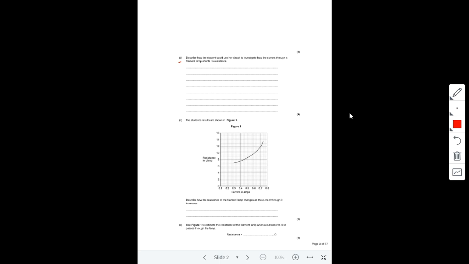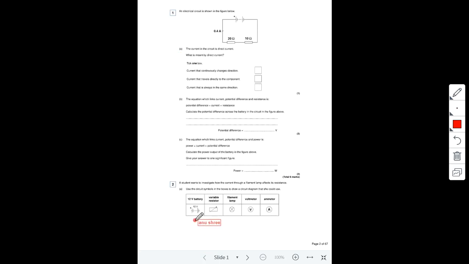Which means if you see the components, it's given as a battery and a variable resistor. A variable resistor is a component by which you can change the resistance of a given circuit, right? Okay, so the experiment is actually like this. There's a circuit. Let me draw it. Here the 12 volts battery is connected.